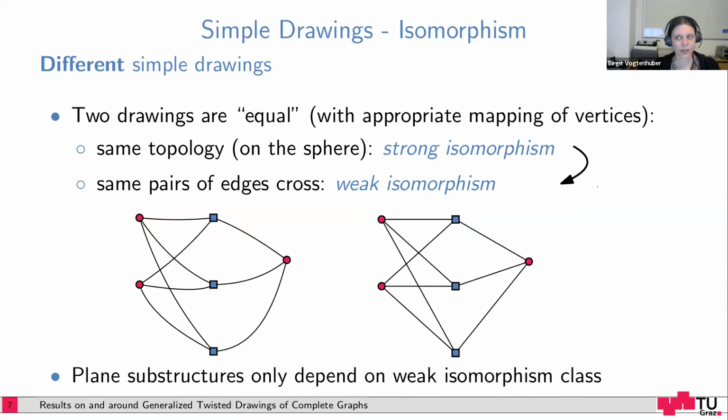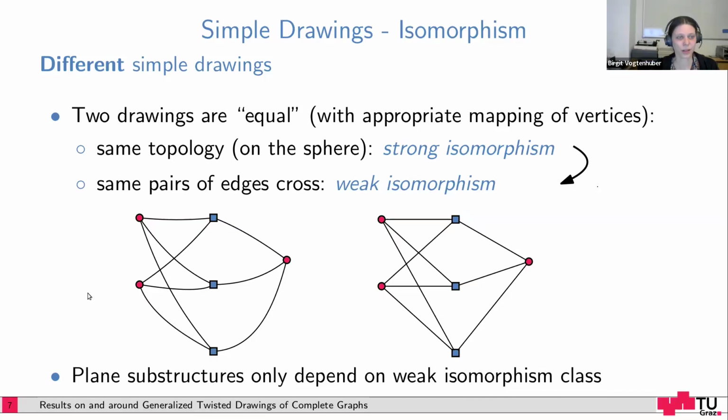Now, there are infinitely many drawings, even if I take a single point, and that's a bit boring again. So let's try to group drawings by similarities. We're going to consider two drawings as equal if, with some appropriate mapping of the vertices, they have the same topology on the sphere. So if we look at the plane graph that results from the planarization of the drawing, if those two plane graphs have the same combinatorics, including the same face properties and everything, then they're strongly isomorphic.